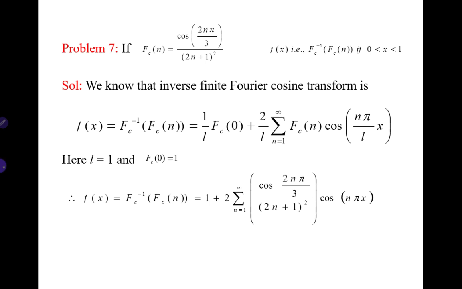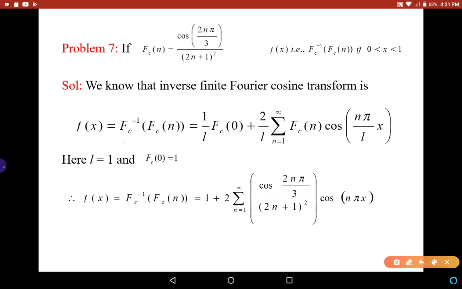So we know that the inverse finite Fourier cosine transform is given by fc inverse of fc of n, which gives f of x, is equal to 1 by L into fc of 0 plus 2 by L times sigma fc of n into cos n pi by L x. Here L is equal to 1 because the function is defined in the interval 0, 1. And what is fc of 0?